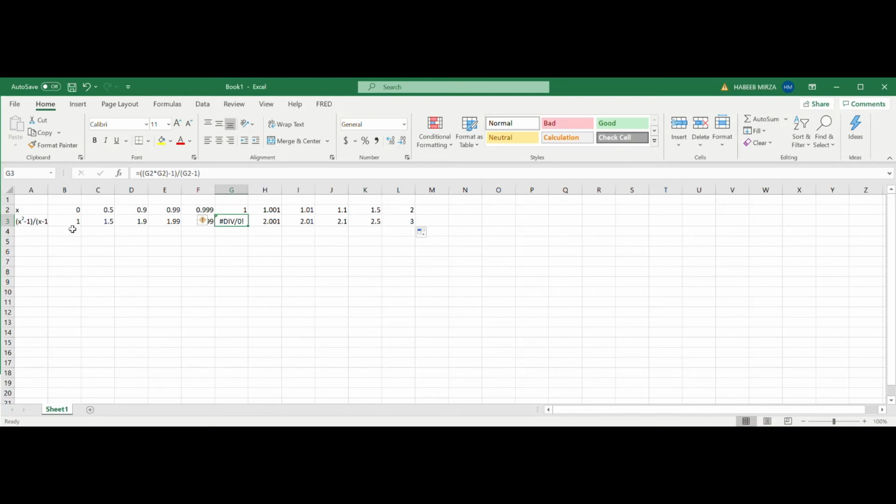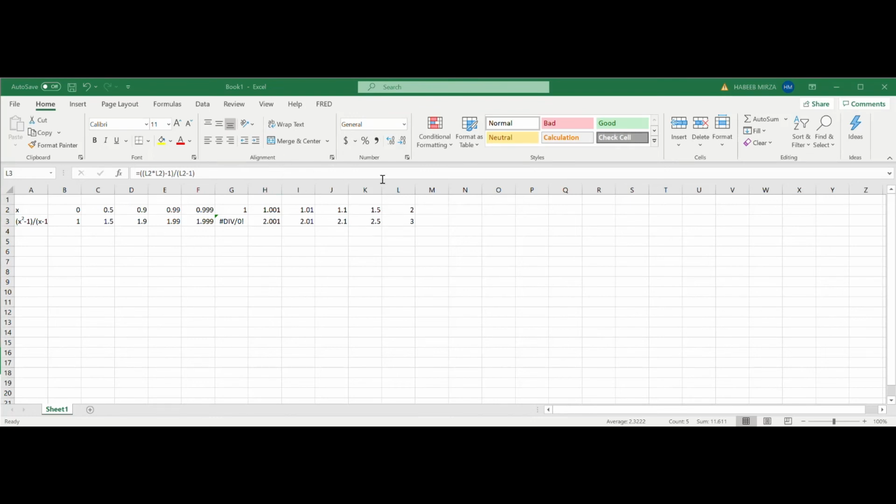Okay, so when we put these values into this formula, we see that as you come from the left side towards 1, you get closer to 2. And when you come from the right side towards 1, it also gets closer to 2. So since the limit from the left side and the limit from the right side are equal, the limit does exist, and the limit value is 2.